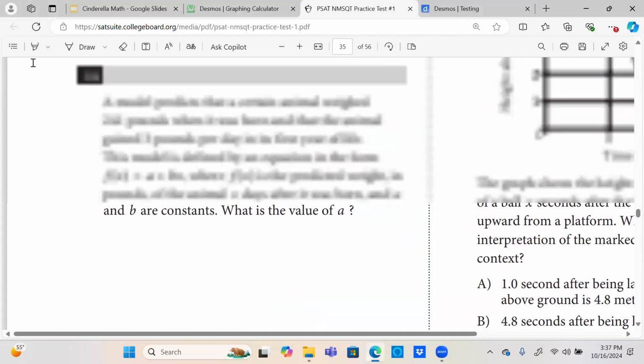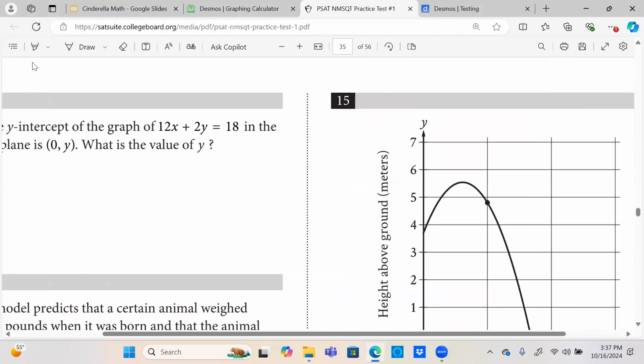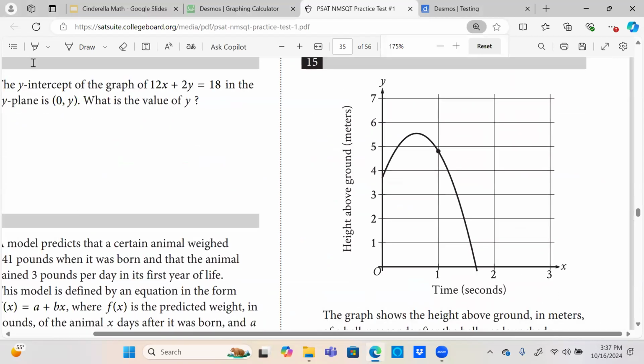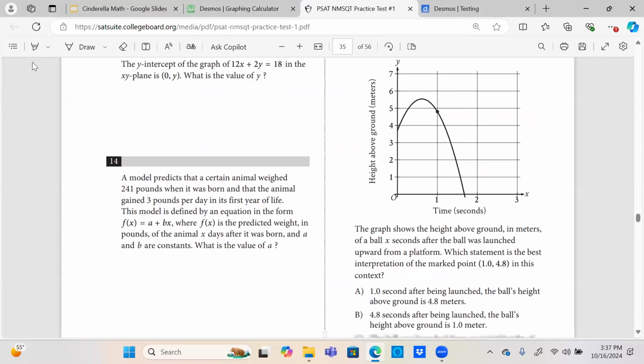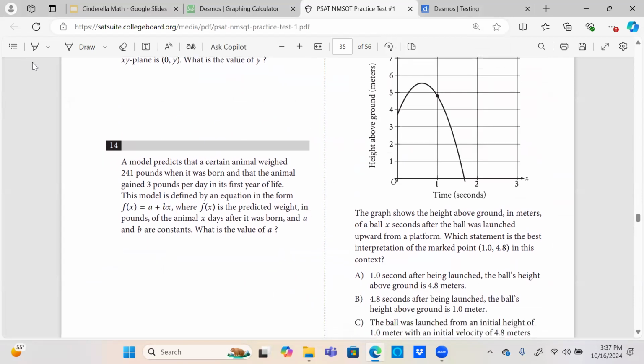Nothing to solve there, just kind of figuring that out. Over to 15, looks like we have a quadratic or a parabola. The graph shows the height above the ground in meters of a ball x seconds after the ball was launched upward from a platform. Which statement is the best interpretation of the marked point (1, 4.8) in this context?